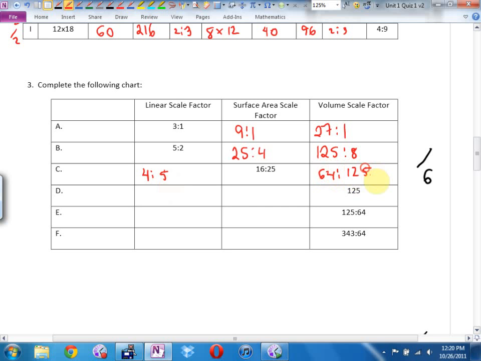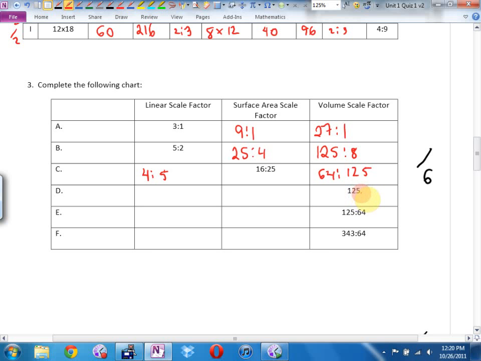Here they gave me the volume. I'm going to find the linear first. Ooh. Now here I square rooted. What do I do if they give me the volume? I don't square root. Cube root. Now you better know where that is on your calculator, or between now and Monday, you better figure it out. I will not help you find that button on Monday.